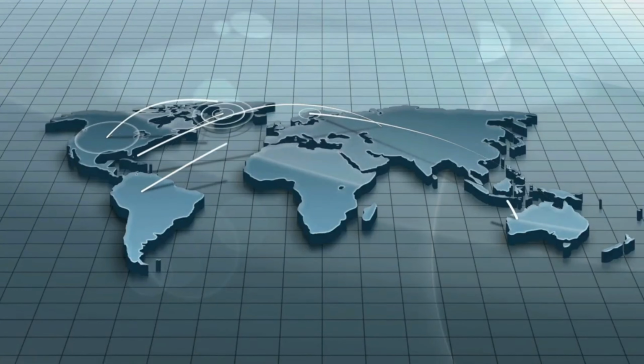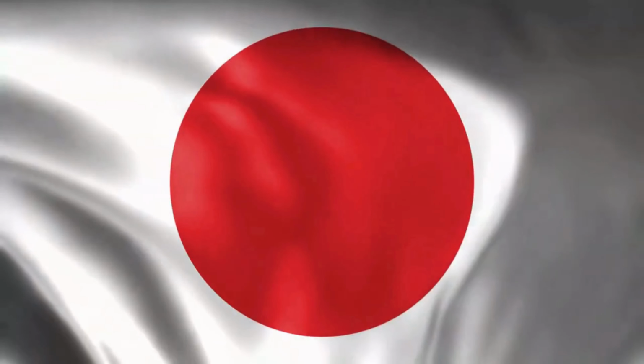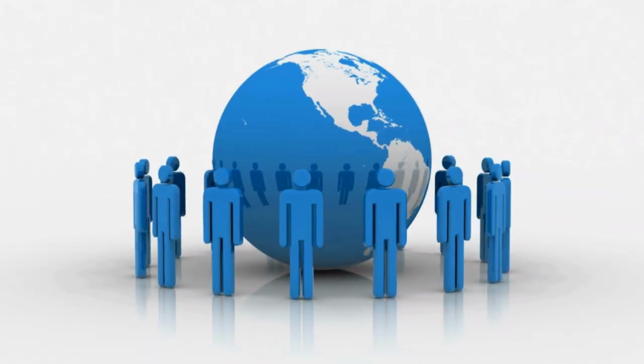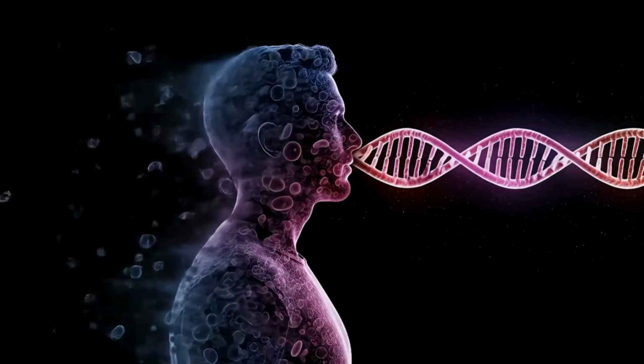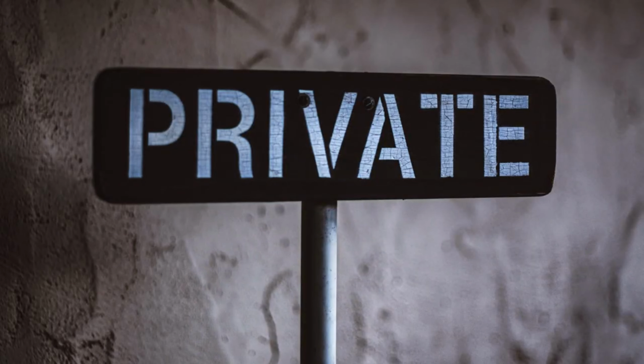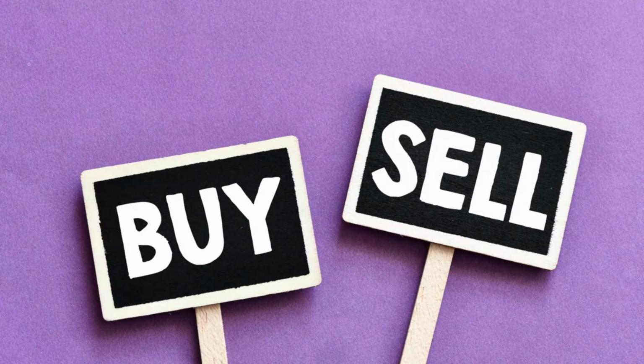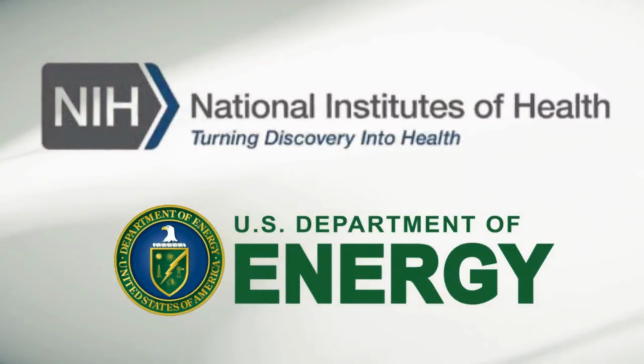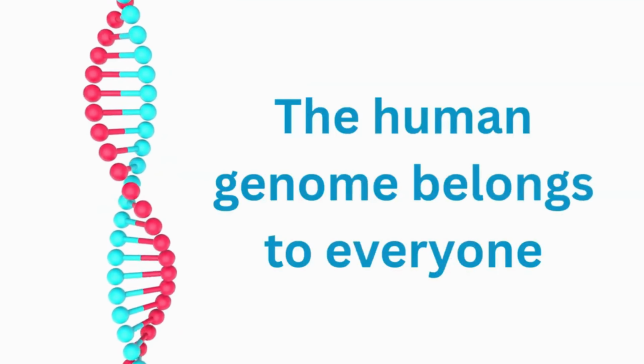Soon other countries came in. Britain, Japan, Germany, France, China. It became a global mission. But there was a twist. At the same time, a private company said, we can read the human genome faster and we will own it. That meant human genes could become private property, something to be bought and sold. The Public Human Genome Project made a firm decision. The human genome belongs to everyone.